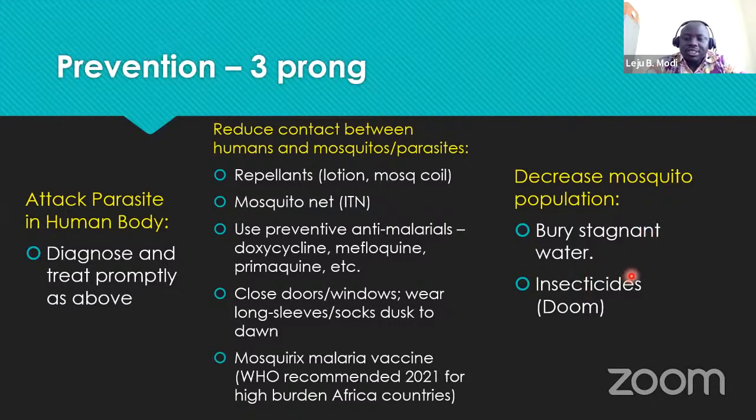Use of insecticides, such as Doom. These ones kill, as opposed to a mosquito coil, which just repels, for example. So these can kill the mosquitoes in the house, and therefore, if any of them had the parasite, it will not have the chance to transmit it to a human being again.